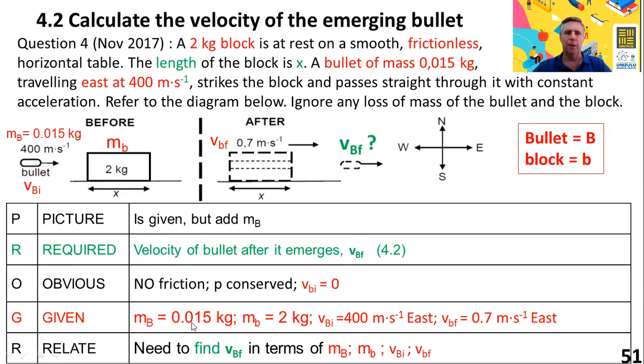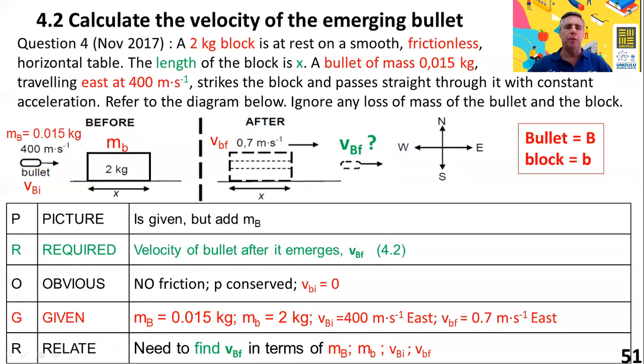What are you given? Well, you're told that the mass of the bullet is 0.015 kilograms. Mass of the block is 2 kilograms. The initial velocity of the bullet is 400 meters per second east, and the final velocity of the block is 0.7 meters per second, also eastwards. Now you must relate what has been given to what is required, and we need to find v_Bf, the final velocity of the bullet, in terms of those given quantities.